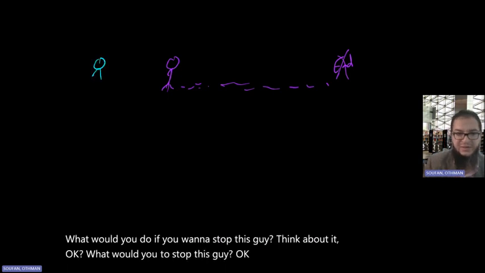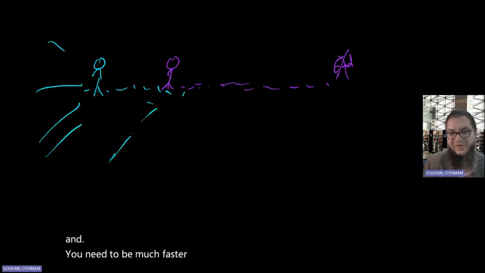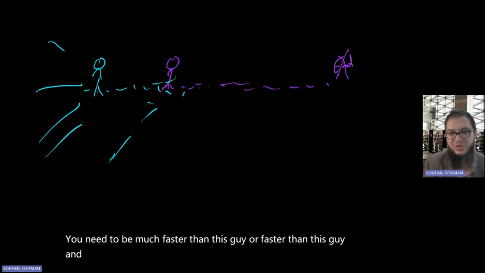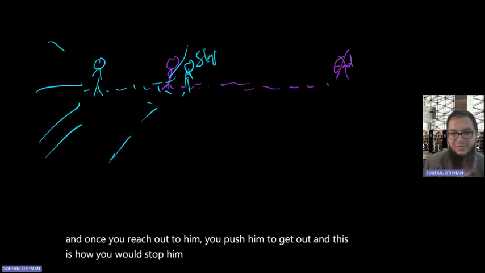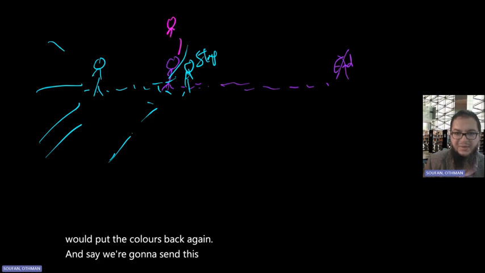Okay, you're going to come here, and you need to be much faster than this guy. And once you reach him, you push him to get him out, and this is how you would stop him. Stop and say stop. Okay, in that case, I would put the colors back again and say we're going to send this guy back, maybe back home. Okay, back home.